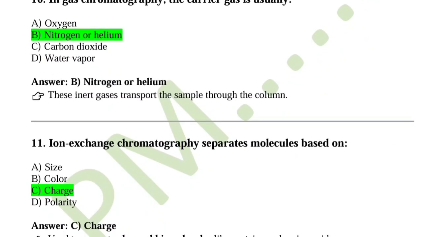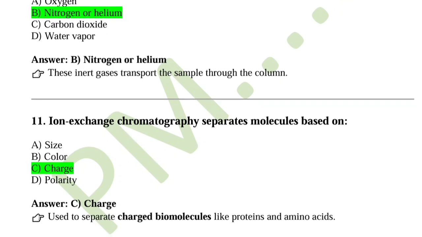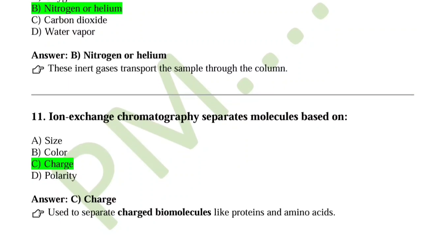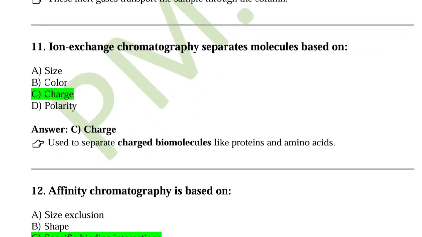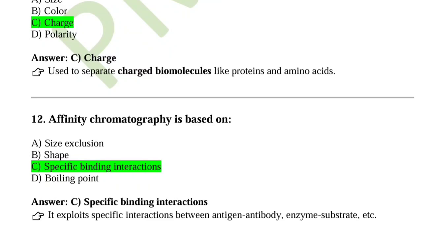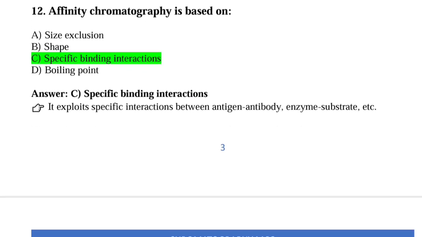Question number 11: ion exchange chromatography separates molecules based on charges. It is used to separate charged molecules like proteins and amino acids. Question number 12: affinity chromatography is generally based on a specific binding interaction. It exploits a specific interaction between antigen and antibody, enzyme and substrate, etc.